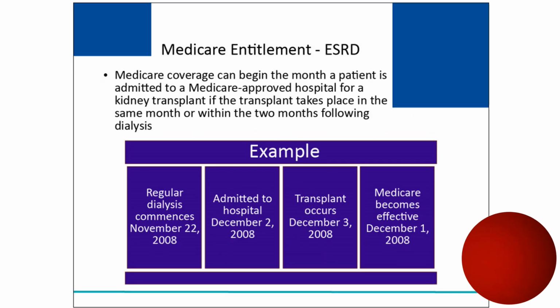Medicare Entitlement, ESRD. Medicare coverage can also start earlier in circumstances where a patient is admitted to a Medicare-approved hospital for a kidney transplant and the transplant takes place within the same month or the following 2 months. For example, if a patient commences dialysis on November 22, 2008, and then is admitted to the hospital for a transplant that occurs December 3, 2008, Medicare would become effective December 1, 2008. Medicare can begin earlier based on a kidney transplant, even if a person was not on dialysis prior to that transplant.